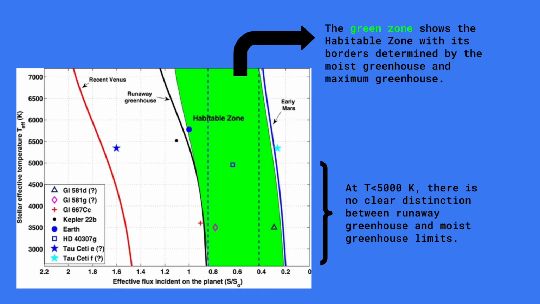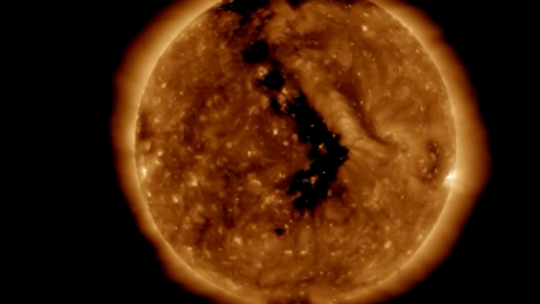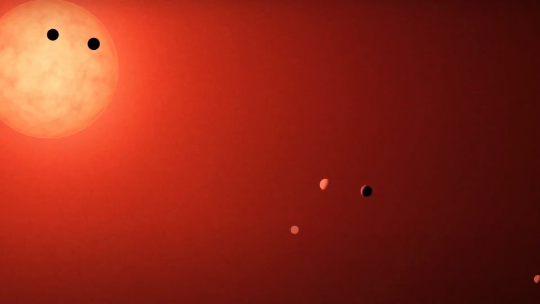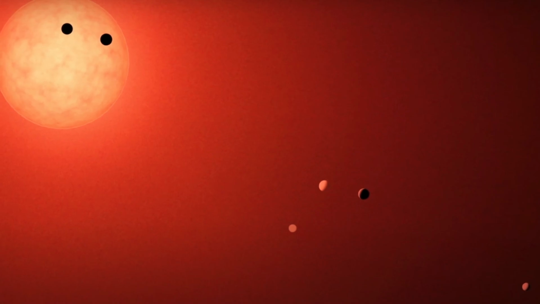This new model indicates that near the inner edge of the habitable zone, there's no clear distinction between runaway greenhouse and water loss limits for stars with effective temperatures greater than 5,000 Kelvin, which can impact current ongoing planet searches around K and M class stars. In addition, the study found that the effective stellar flux is more accurate than equilibrium temperature to determine habitability zones. This removes the dependence on planetary albedo, which varies depending on the host star's spectral type.